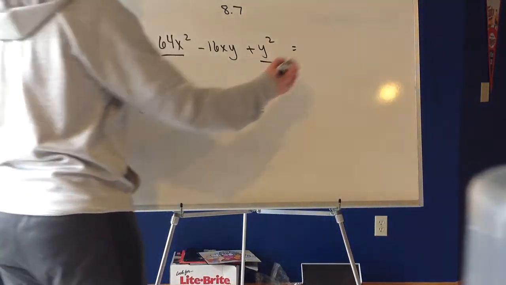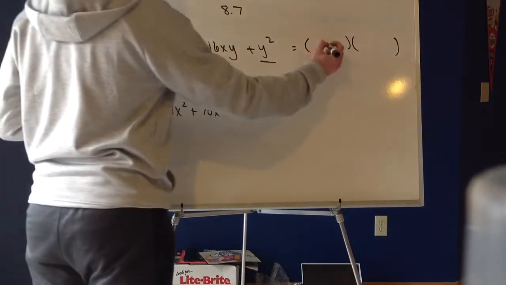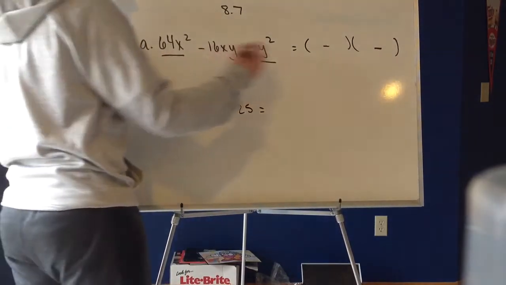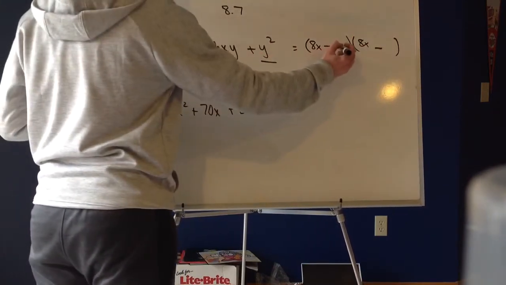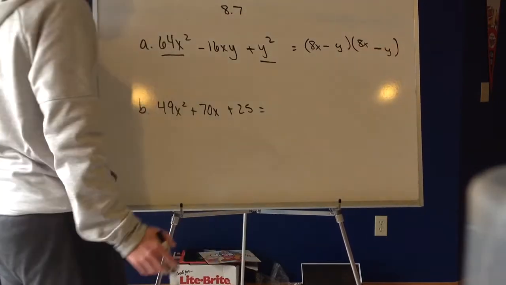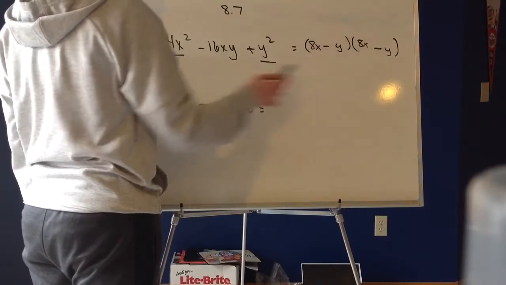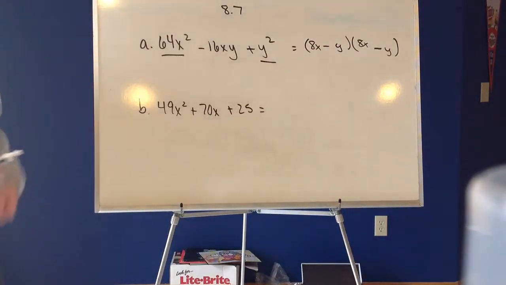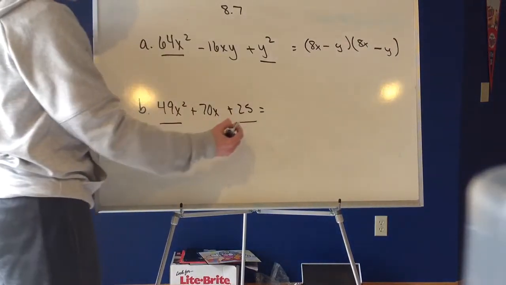So I'm going to look and check that one first. Positive here, negative here, so both signs are negative. Square root of 64x squared is 8x. Square root of y squared is y. So you would double check, you get negative 8xy, which would give you the negative 16xy in the middle. Again, completely up to you if you want to write it that way or the other way, it doesn't matter to me.